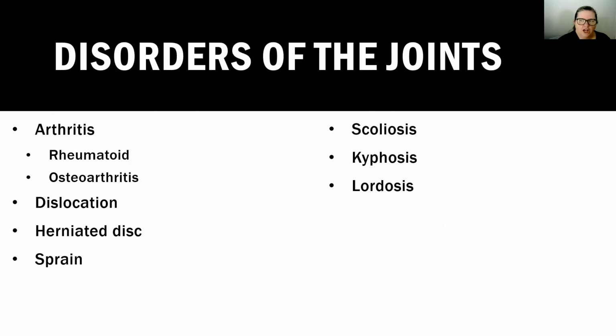kyphosis is more of a hunchback disorder where people, I call them the little osteoporosis old ladies with the kyphosis. It's awful, I know, but that's what you see. It's kind of a hunchback. And then lordosis is more of a sway back disorder. So where the spine is more like this is lordosis, this is kyphosis, and then the lateral curving is scoliosis. All right.